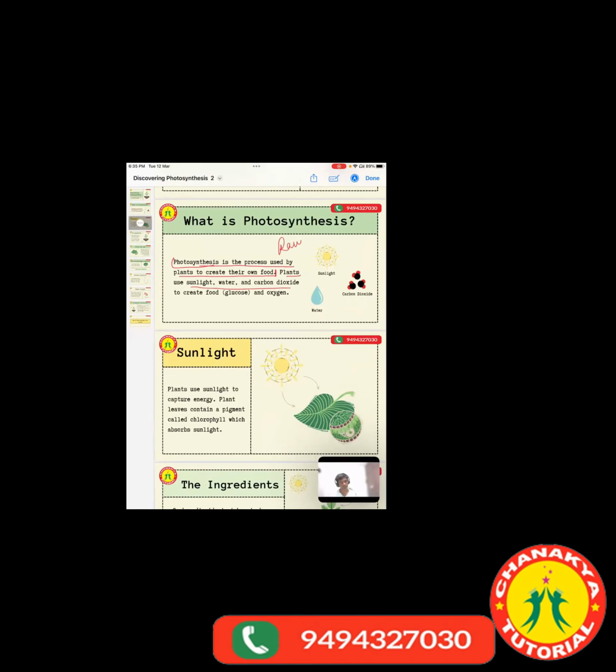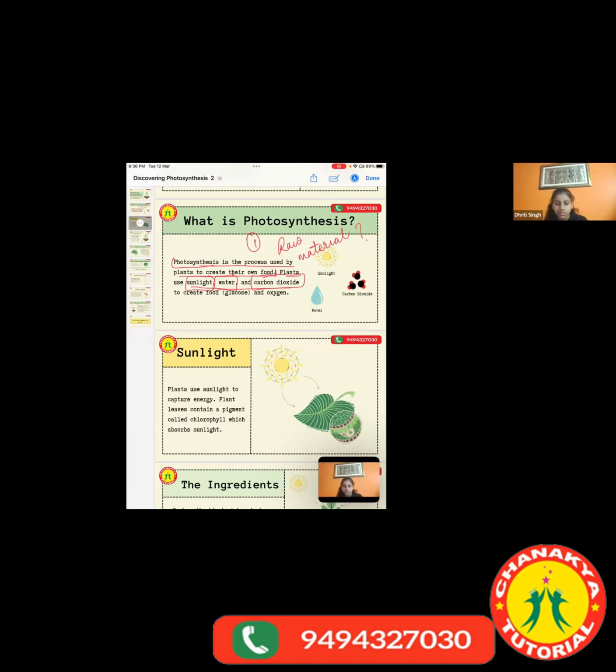So, there are the raw materials. In the board exams, they ask this question also. Question number one, define photosynthesis. Question number two, write the raw materials required for photosynthesis. So, what are the raw materials required? Sunlight is the first one, water is the second one, carbon dioxide is the third one, and one more is required. What is the fourth one?